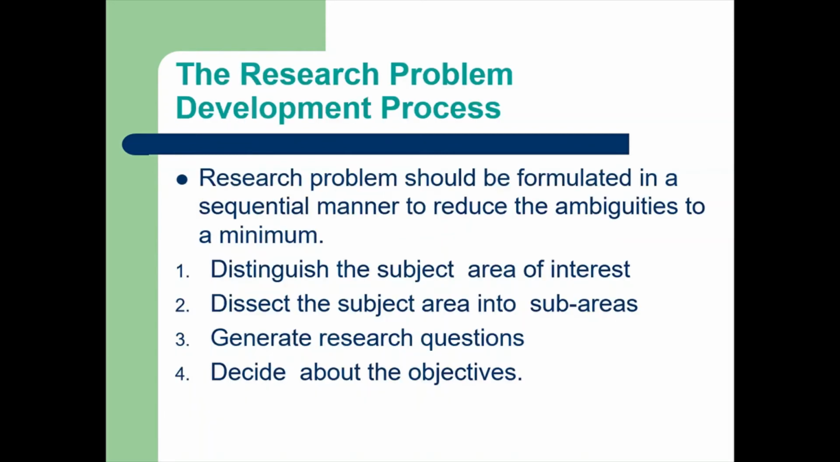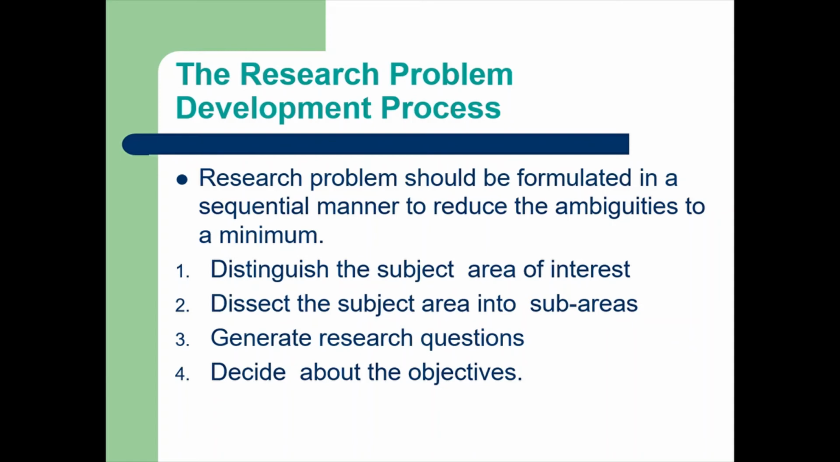Okay, we go to the research problem development process. This research problem should be formulated in a sequential manner to reduce the ambiguities to a minimum. Our research problem should not be in a long paragraph form. It should be sequential to reduce ambiguities. When we say ambiguities, it is when it is open to more than one interpretation. So it has to be clear.